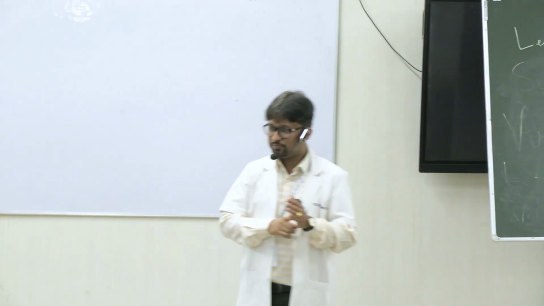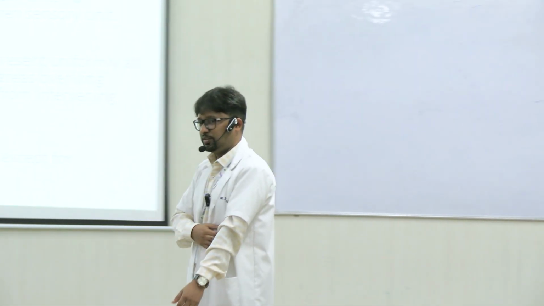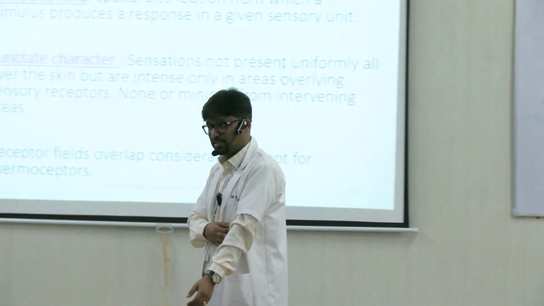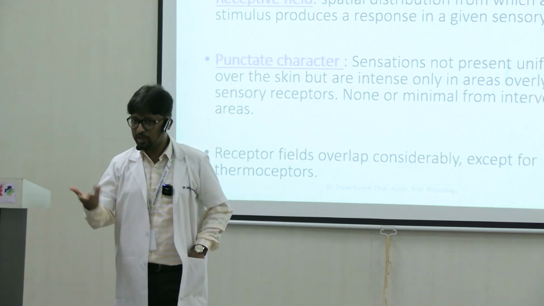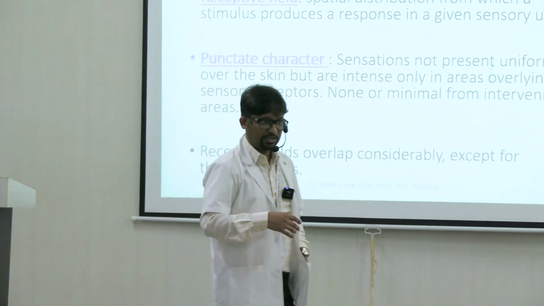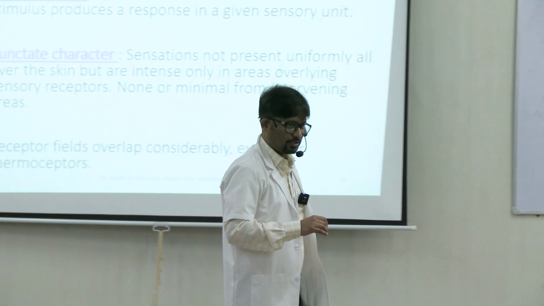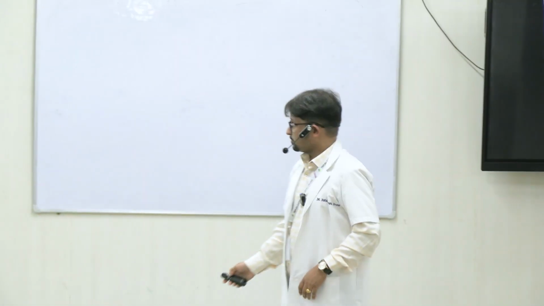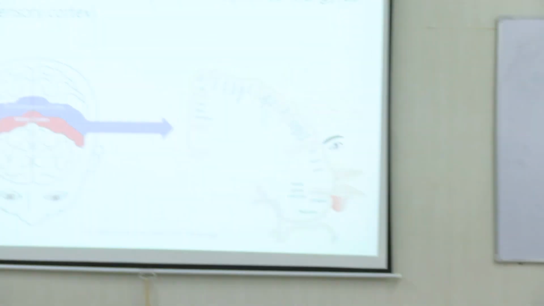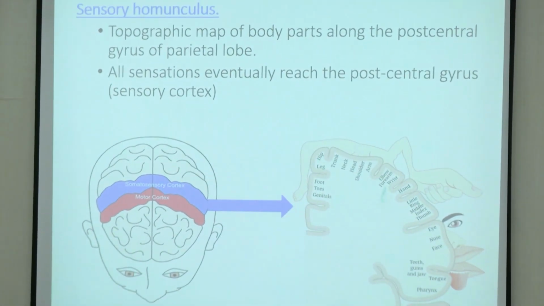If you stimulate some other area, say the flexor aspect of your elbow, even without opening the eyes, you can appreciate the location. So that means even without seeing, we know where the location of the stimulus is. So the brain somehow knows, right? So this is something called the sensory homunculus.